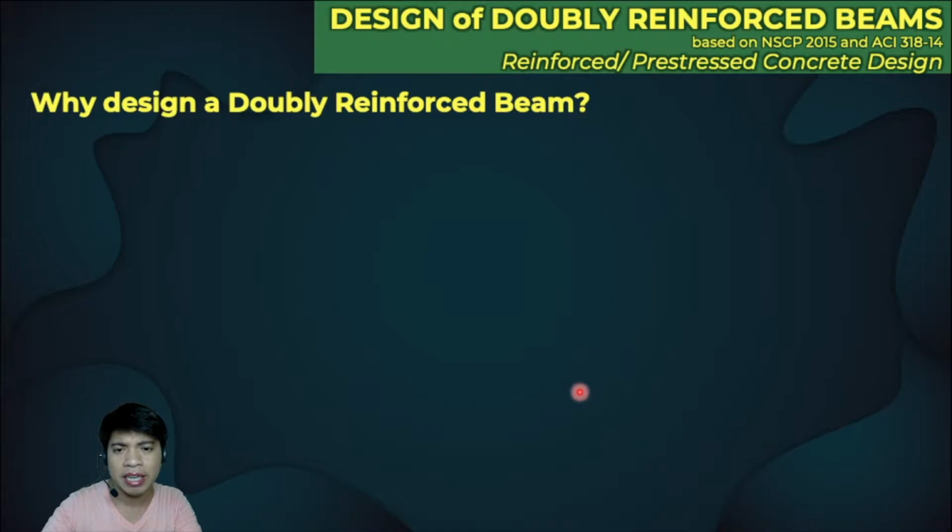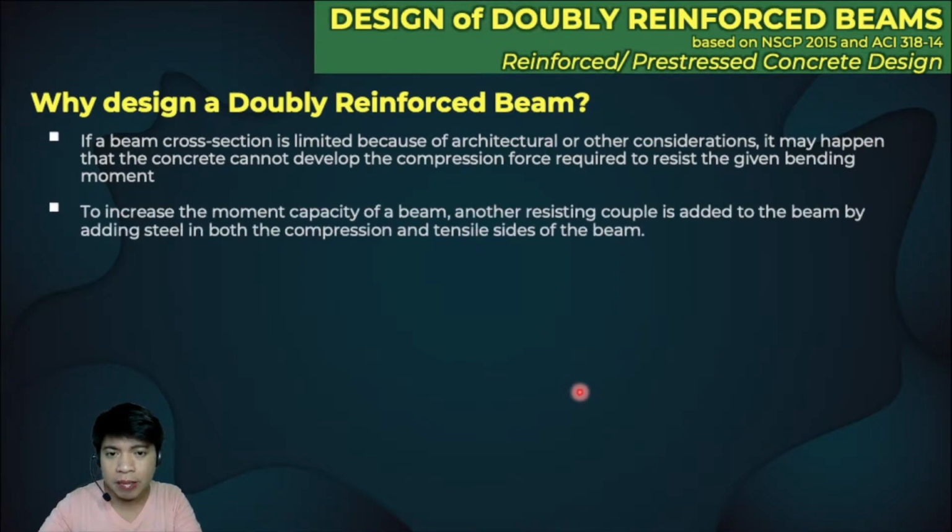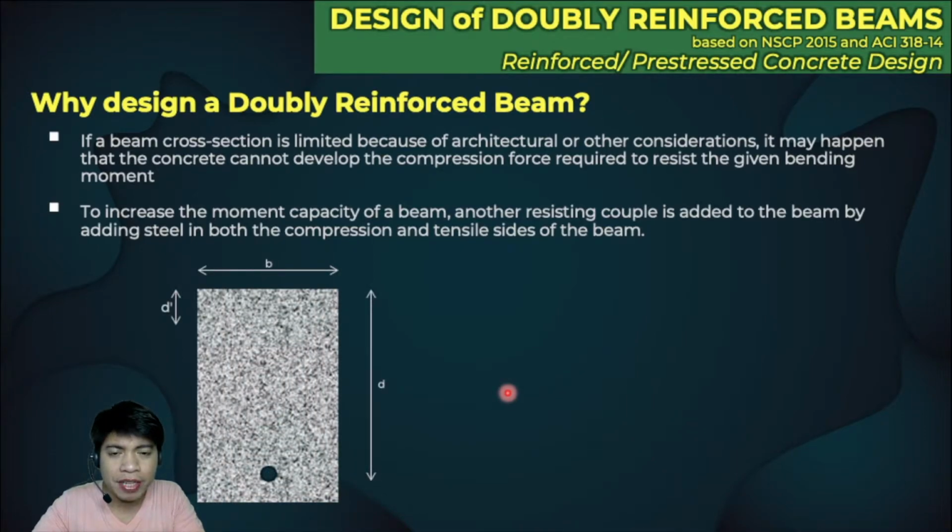So para mas maintindihan natin guys, if a beam cross-section is limited because of architectural or other considerations, it may happen that the concrete cannot develop the compression force required to resist the given bending moment. So, to increase the moment capacity ng beam, another resisting couple is added to the beam by adding steel in both the tension and compression sides of the beam. For example guys, we have a beam na kung saan fixed na yung kanyang cross-section, hindi na natin pwedeng i-increase yung kanyang width at saka yung kanyang total depth.